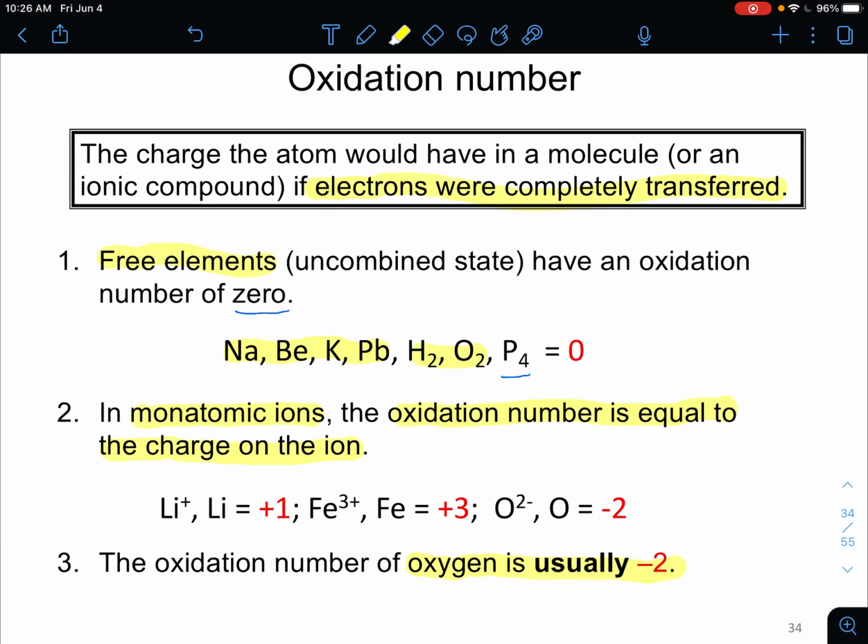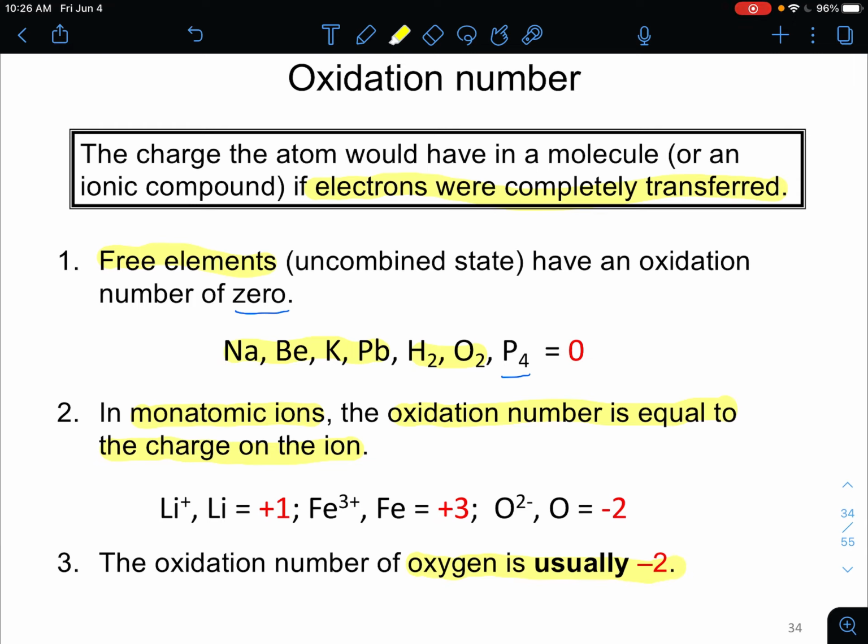The sum of the oxidation numbers of all of the atoms in a molecule or ion equals the charge on the molecule or ion. So if it's a neutral molecule overall, then if we add together the oxidation numbers, we should expect to get 0. If it's a charged molecule, a polyatomic ion overall, then the oxidation numbers should add up to whatever the charge is. So let's look at this example down here.